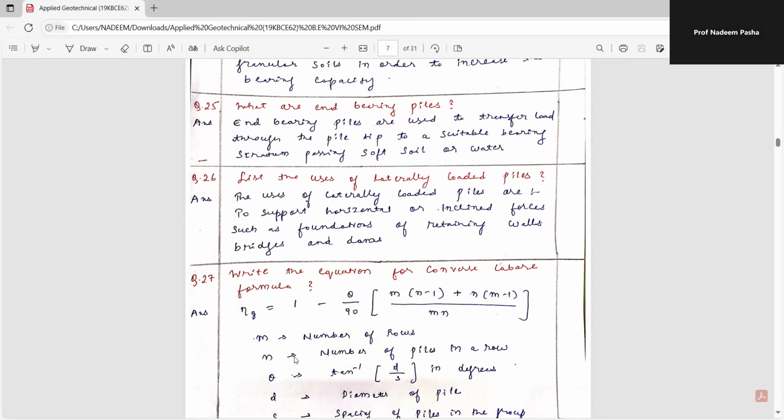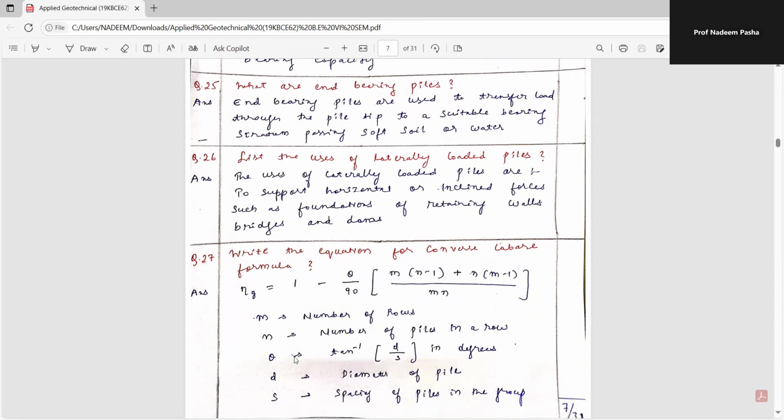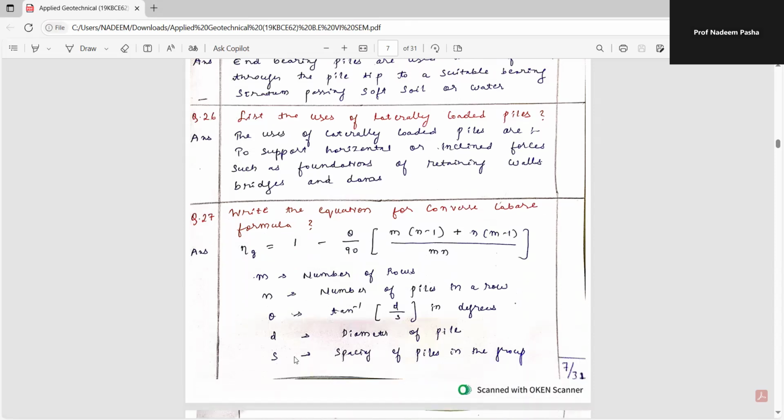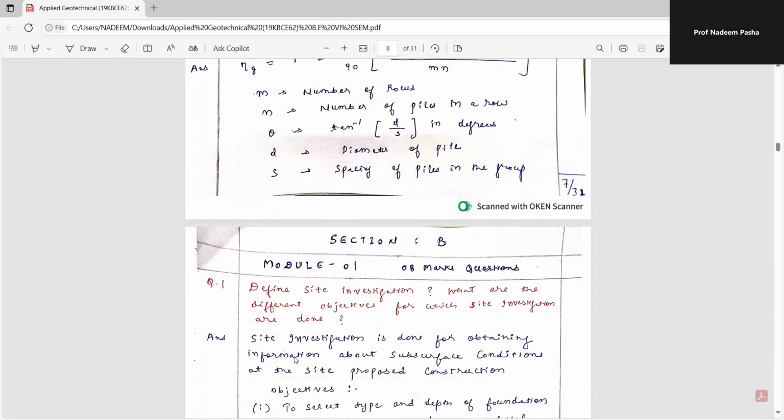The Converse-Labarre formula is eta g equal to 1 minus theta by 90 into the bracket m into n minus 1 plus n into m minus 1 divided by m n, where m is the number of rows, n is the number of piles in a row, theta equal to tan inverse of d by s in degrees, d is the diameter of pile, s is the spacing of piles in the group.